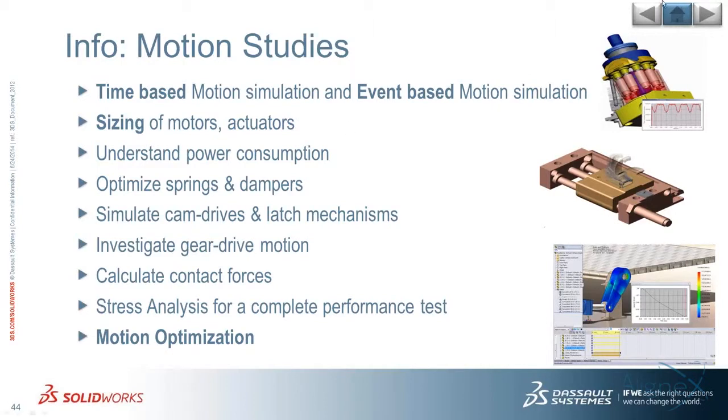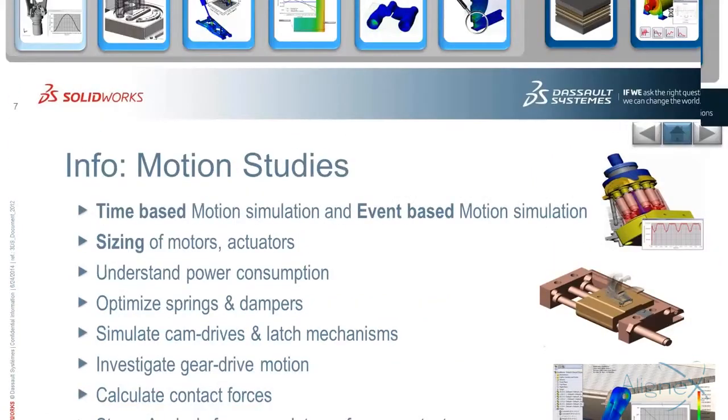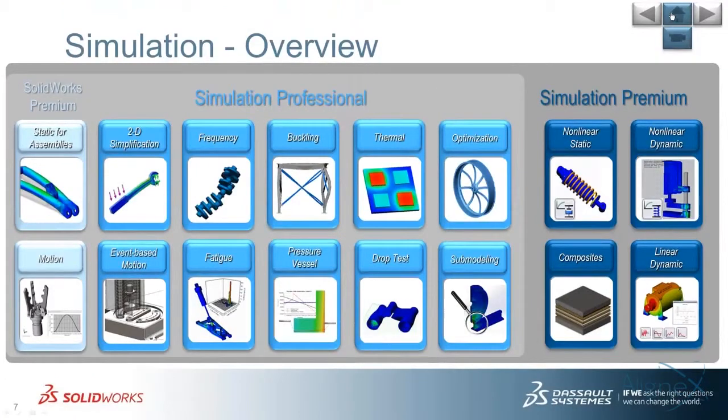So for the remainder of the webinar, I'm going to be covering the deformable body solver. That's typically known as FEA, a term that may be used. For FEA, we're using that solver to do our linear static analysis, our frequency study, fatigue study, buckling, pressure vessel, thermal, drop test, and then some additional tools like 2D simplification, optimization, and submodeling, which are an extension of these other study types.